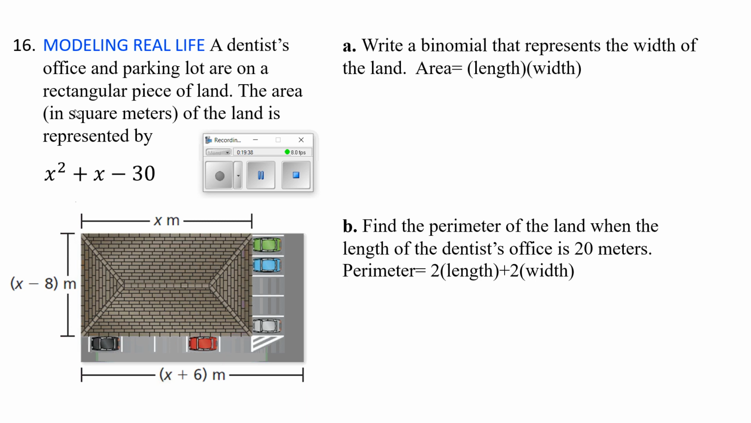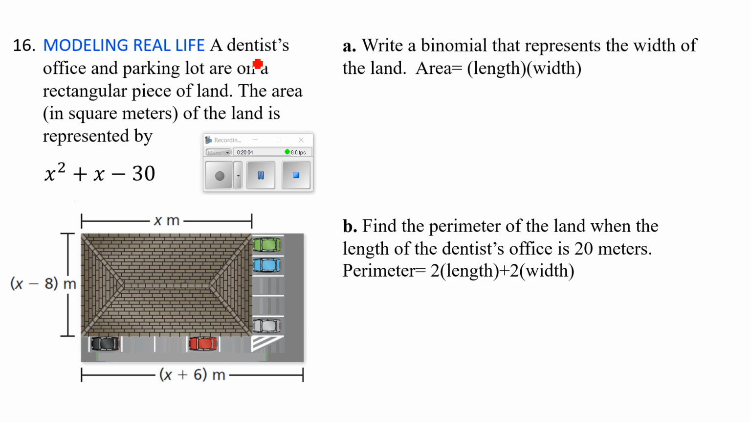The area in square meters of the land is represented by, so this is the area of the land, all this part here, x squared plus x minus 30. Now they're saying write a binomial that represents the width of the land. Well, we're going to have to break this into two.